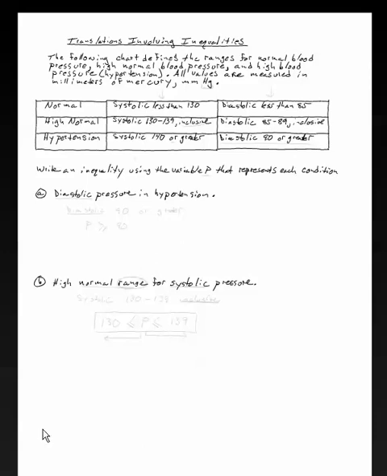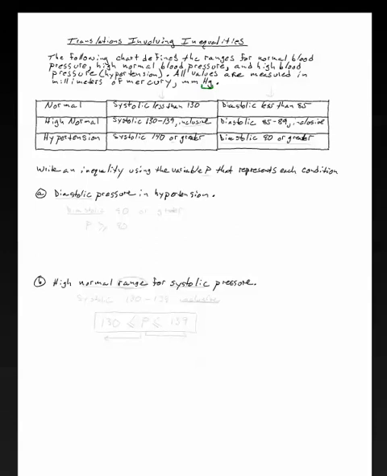So this pencast is on translations involving inequalities. It says the following chart defines the ranges for normal blood pressure, high normal blood pressure, and high blood pressure, which is hypertension. All values are measured in millimeters of mercury, or mmHg. And Hg is just the abbreviation for mercury in the periodic table of elements.